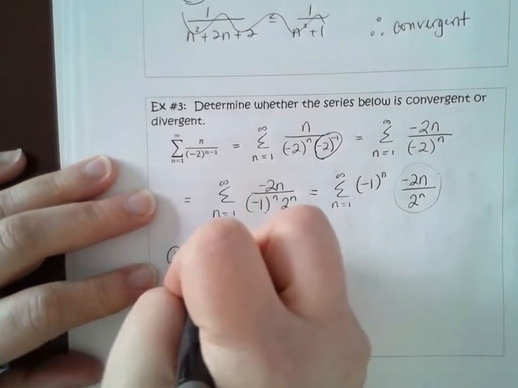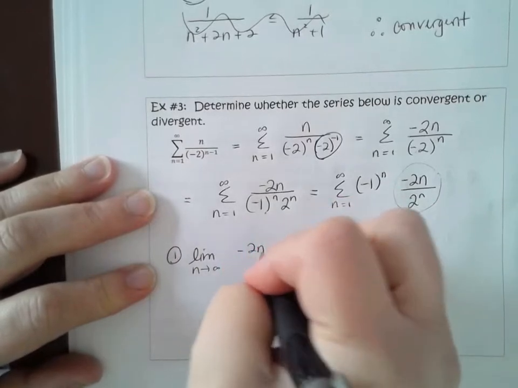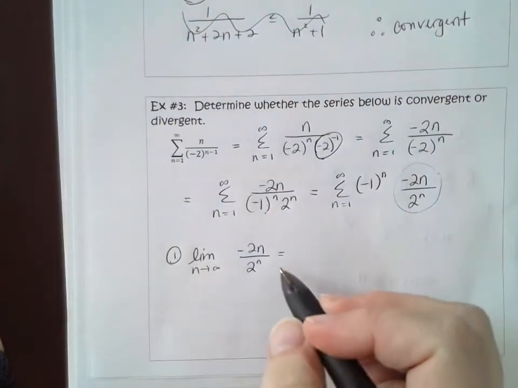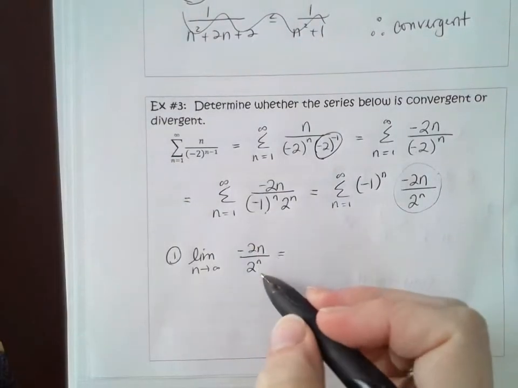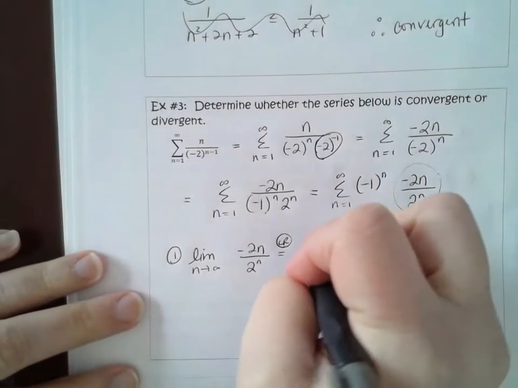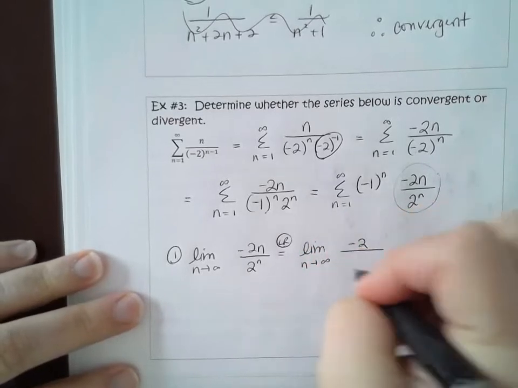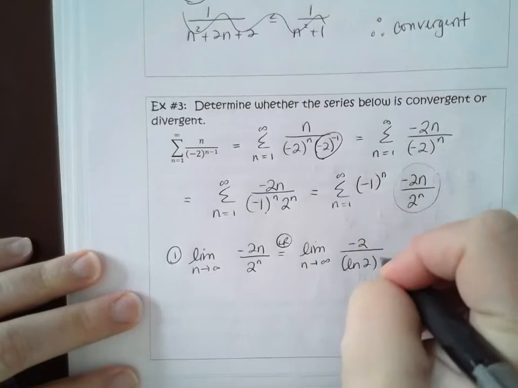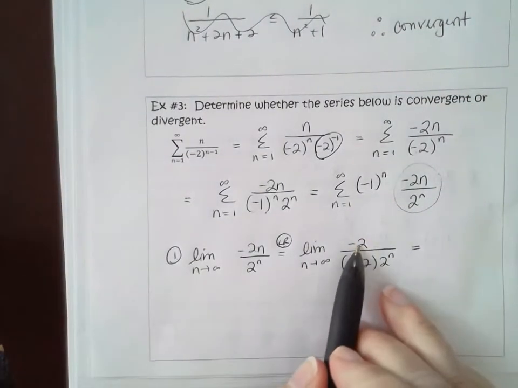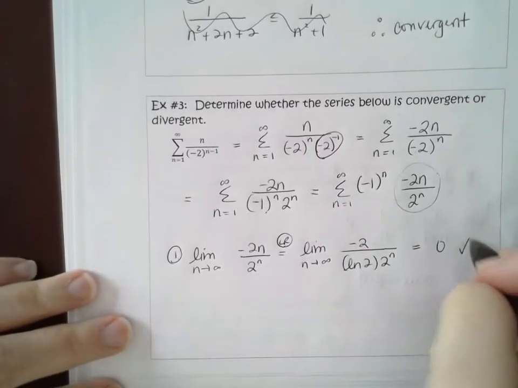So first condition. What's the limit of negative 2n over 2 to the n? Well, both of these become infinity. In fact, the top becomes negative infinity, the bottom becomes positive infinity. So I'm going to apply L'Hopital's rule, take the derivative of the top and the derivative of the bottom. I now have a stationary top. It's static. Nothing's happening. And the bottom is growing. So my limit is 0.